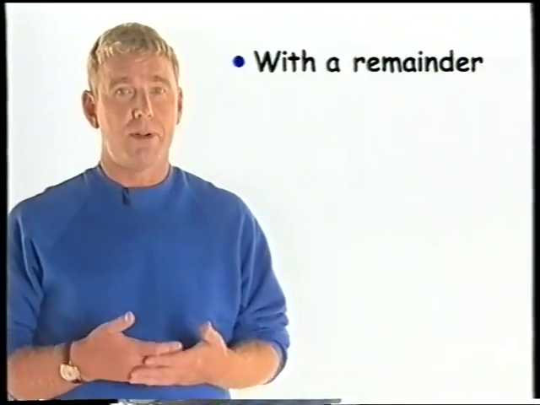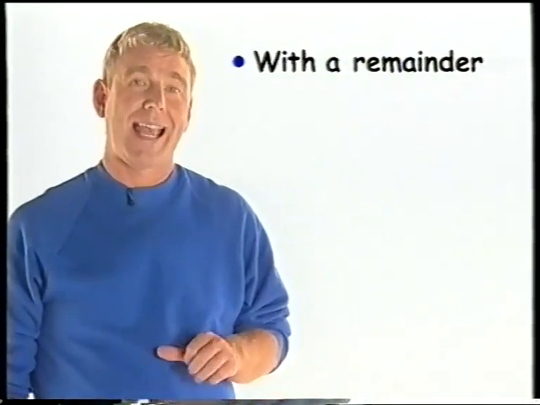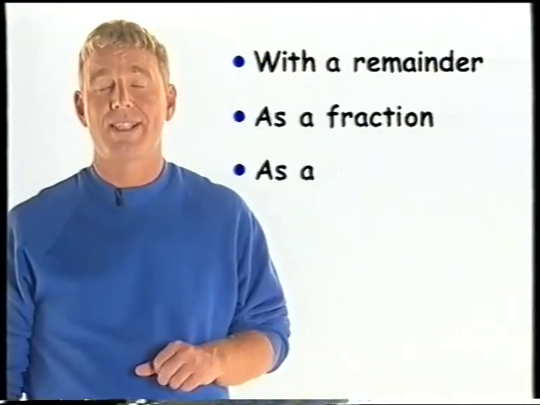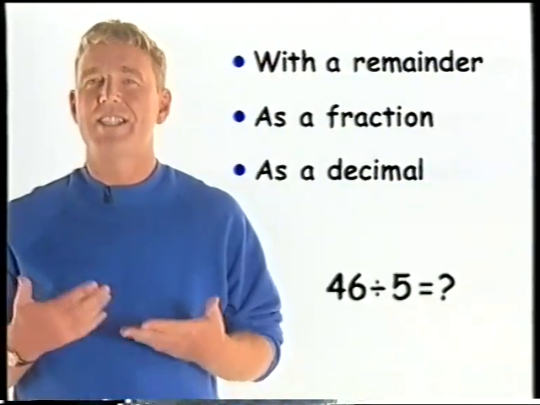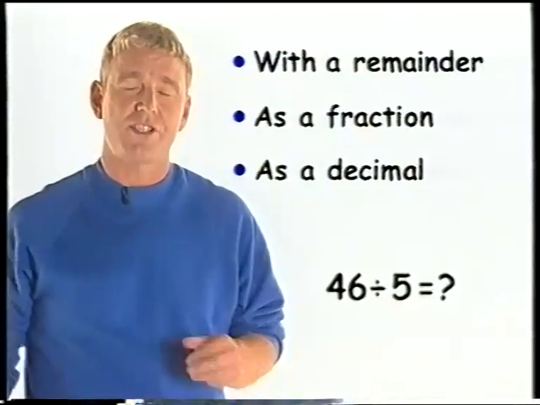If one number divides into another exactly, the answer comes out as a nice whole number. But what do you do if something doesn't divide exactly? Well, there are 3 ways you can give the answer: with a whole number remainder left over, as a fraction, or as a decimal. And let's have a go at 46 divided by 5 each of these ways.